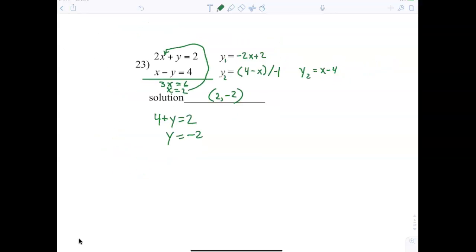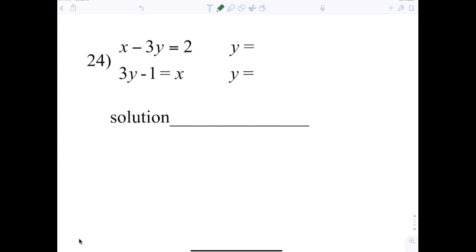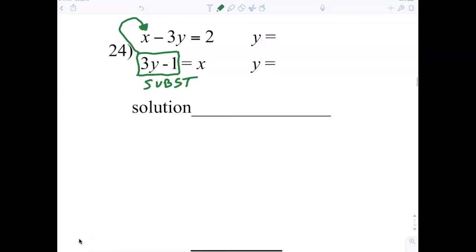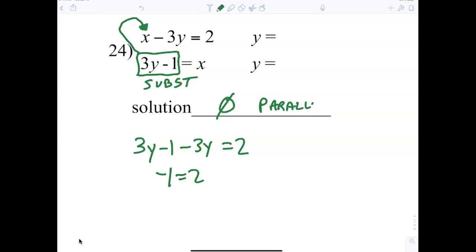Okay. Now let's just go down to 24. To me, I would like everybody to write underneath here, this could be a substitution because x equals 3y minus 1. So I'm going to plug 3y minus 1 in for x. When I do that, I get 3y minus 1 minus 3y equals 2. Well, what happens to the 3 y's? It's left with negative 1 equals 2. Is that true? No, so we say the solution is no solution, and then you're supposed to know that just means they are what? Parallel lines.